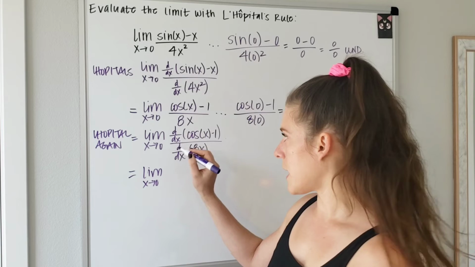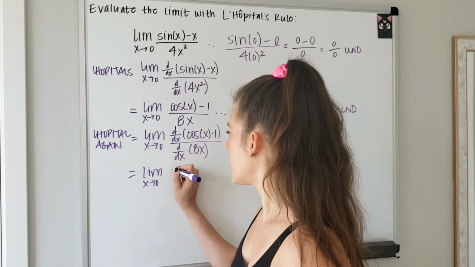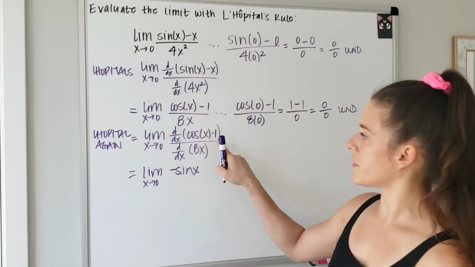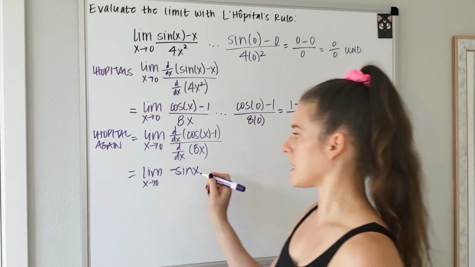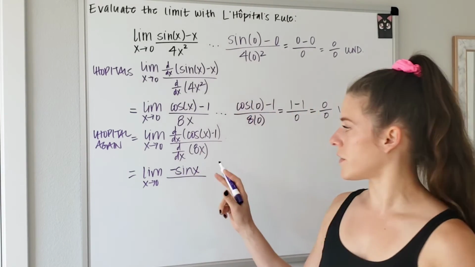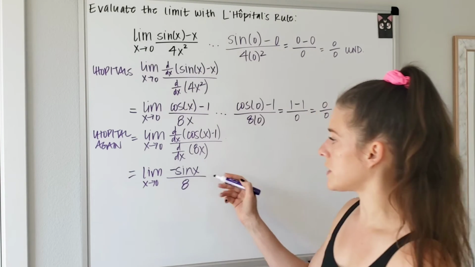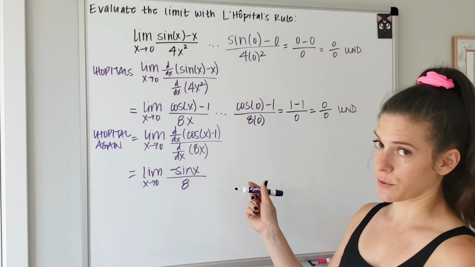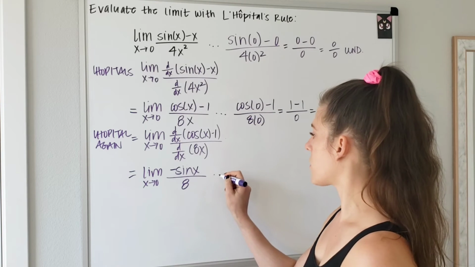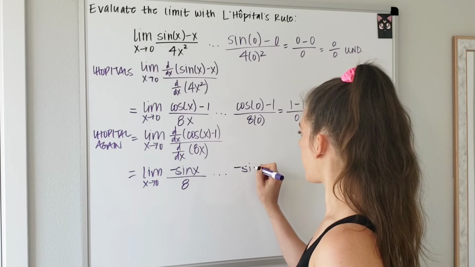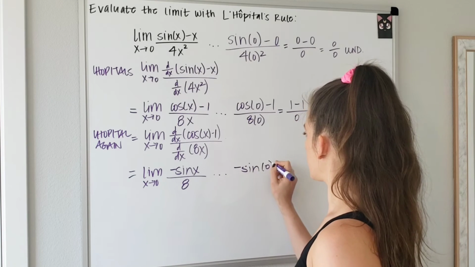The derivative of cosine is going to be negative sine of x. The derivative of negative 1 is just 0, so that's it for the numerator, over the derivative of the denominator with respect to x. The derivative of 8x is just 8. So this is now what we have using L'Hopital's rule one more time. Let's go ahead and plug in that 0 for x and see if we can evaluate the limit.